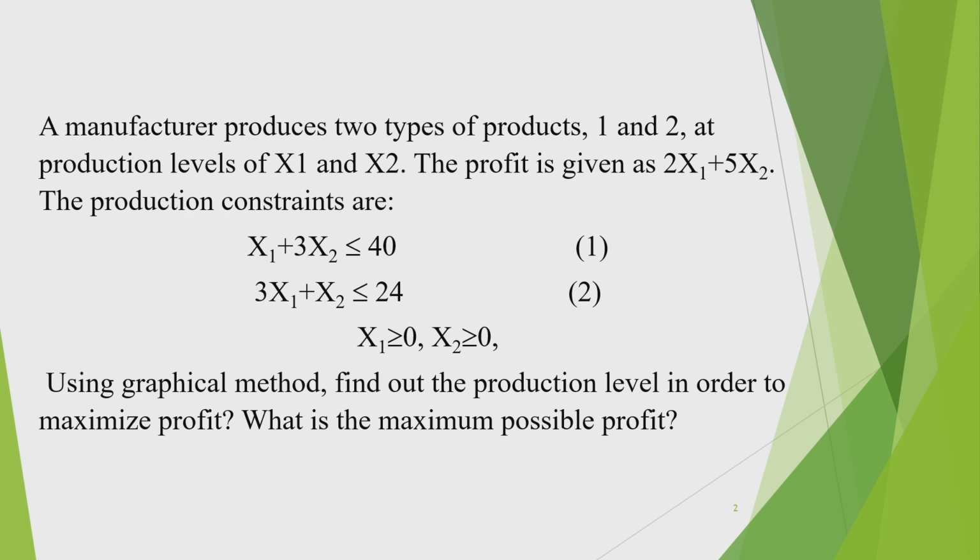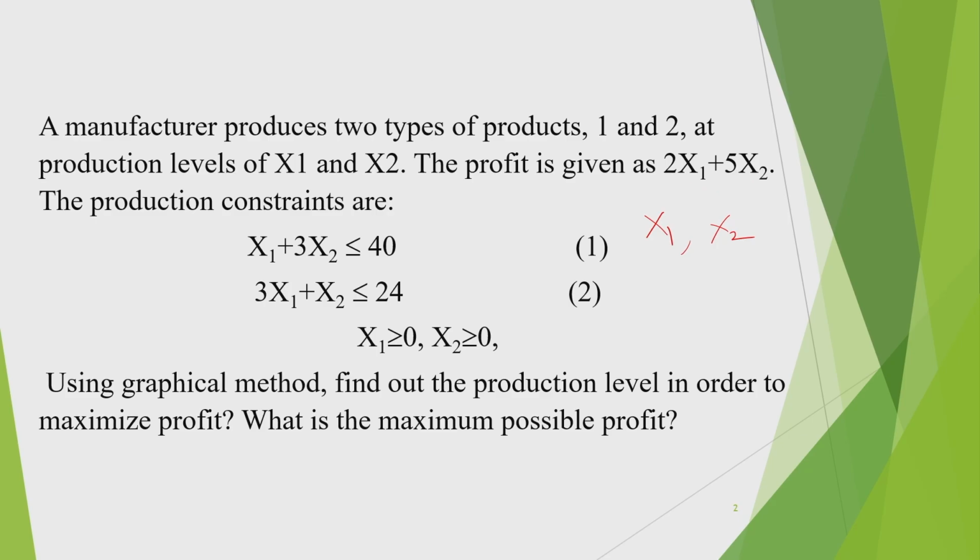The example is like this: a manufacturer produces two types of products, 1 and 2, at production levels of x1 and x2. That means the quantity of product 1 is x1 and the quantity of product 2 is x2. We want to understand how much quantity we have to produce, so naturally these are the decision variables of interest.